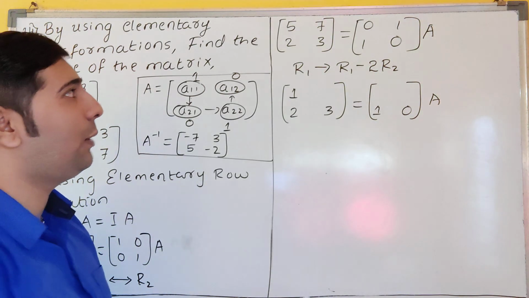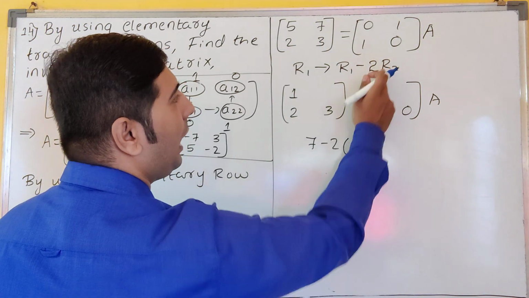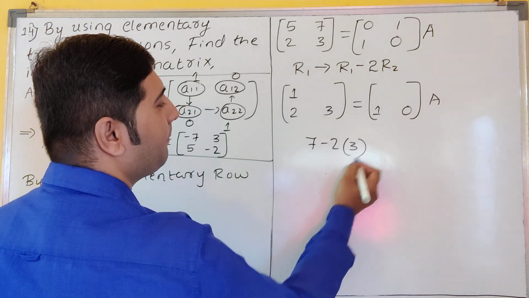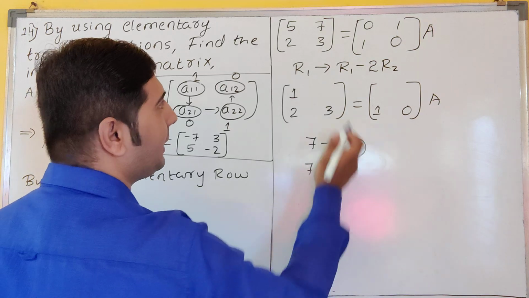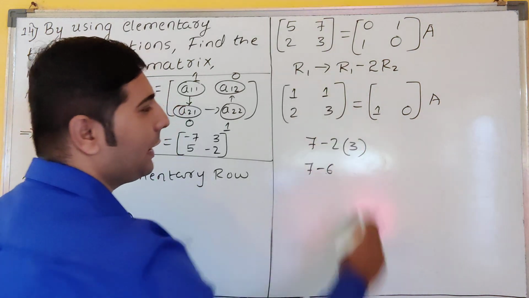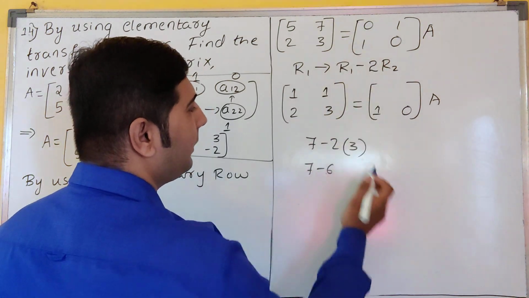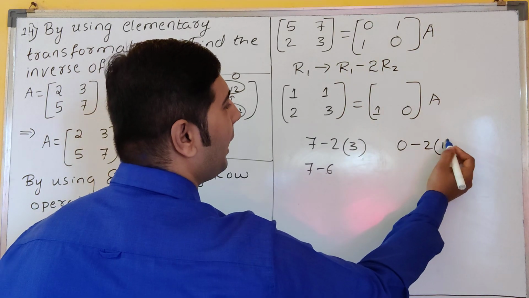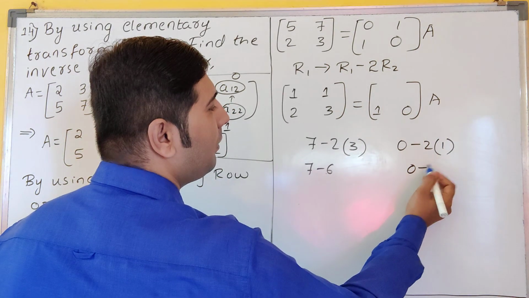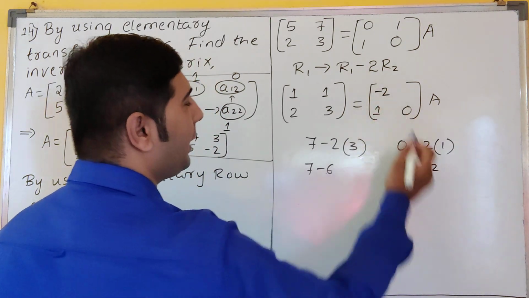So now see, R1 is how much? R1 is 7 minus 2 into R2, which is how much? 3. 7 minus 2 into 3 is minus 6. 7 minus 6 is how much? 1, dear students. I hope it is clear. Next is what? R1 is 0 minus 2 into R2, which is how much? 1. 0 minus 2 into 1 is minus 2. 0 minus 2 is minus 2, dear students.